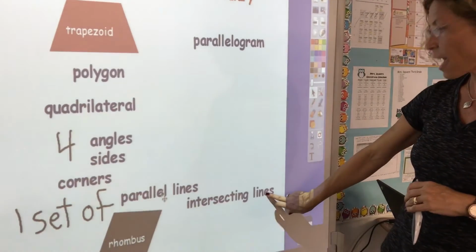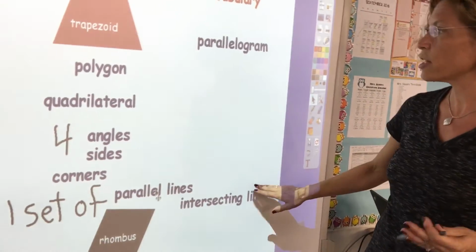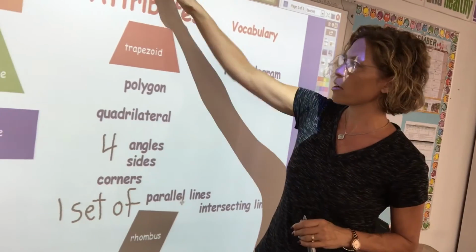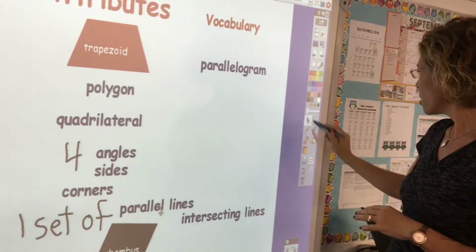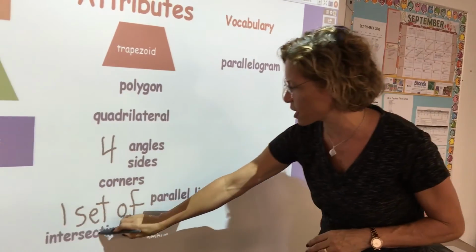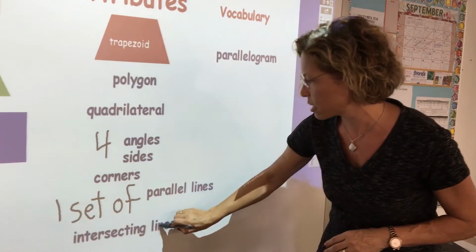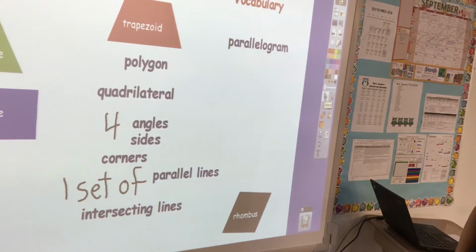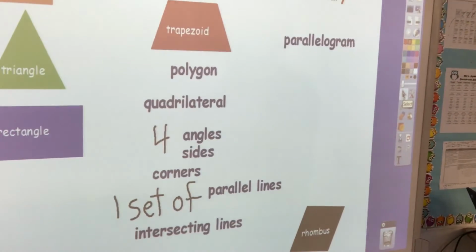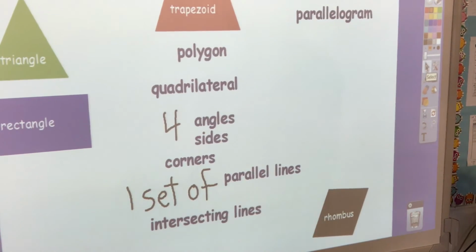And lastly, does it have intersecting lines? Well, we know that because that's why it was not a parallelogram, because it had the intersecting lines. So I'm going to drag over intersecting lines. So when you look at a trapezoid, it has a lot of attributes. So we'll move on to the rhombus.